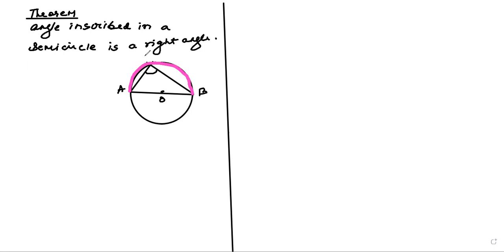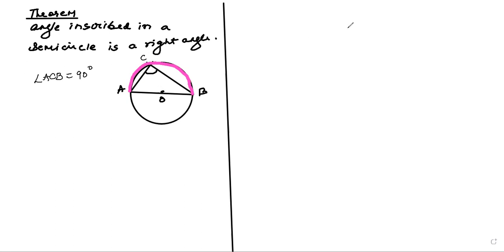Suppose this is angle ACB. This angle is inscribed in a semicircle. The moment you see an angle inscribed in a semicircle, it should come to your mind that angle ACB equals 90 degrees. The angle inscribed in a semicircle is a right angle. Are you getting me, children?